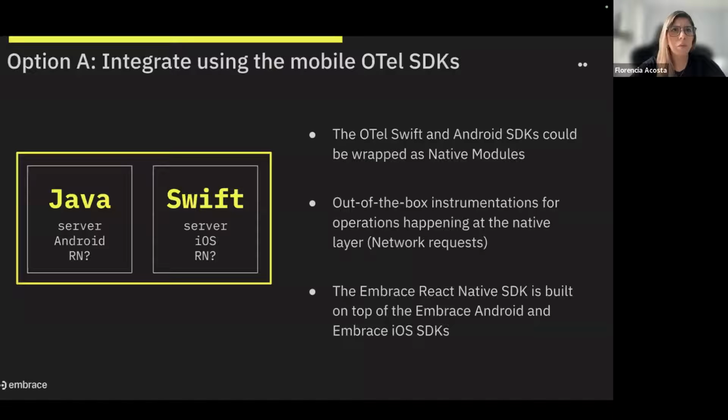And by the way, I hope the concept of native modules is familiar to you, but if it is not, native modules allow you to write platform-specific code that can be exposed to the JavaScript layer. The downside of taking this option is that, depending on your needs, you will maybe have to do it twice, because you may cover both platforms using different SDKs. And this is exactly how the React Native Embrace SDK works. Our SDK is built on top of the Embrace Android and Embrace iOS SDKs, which will be covered really soon.